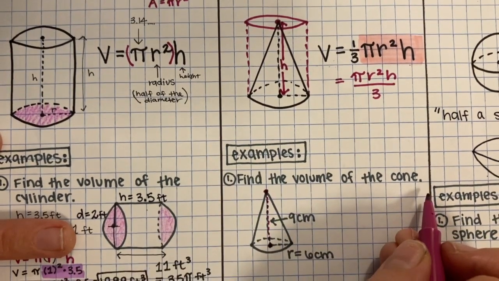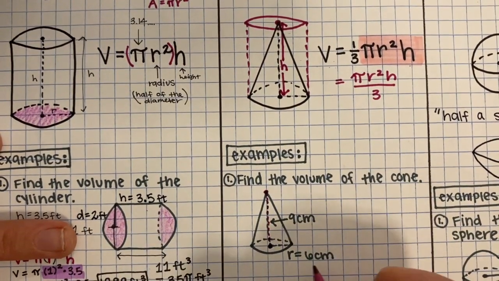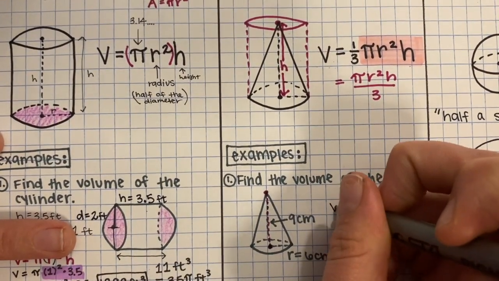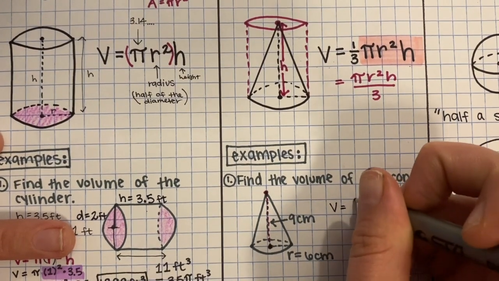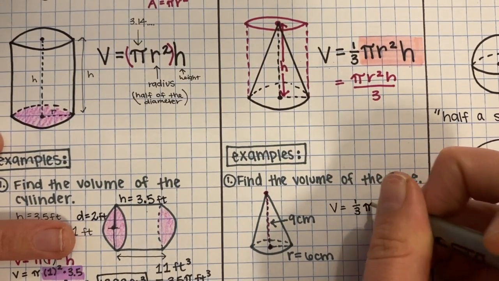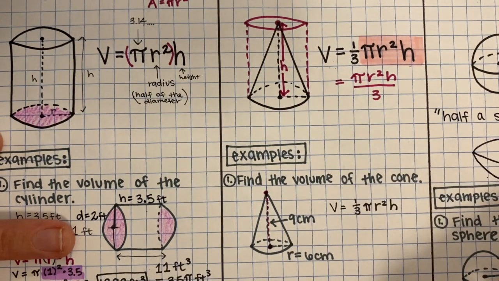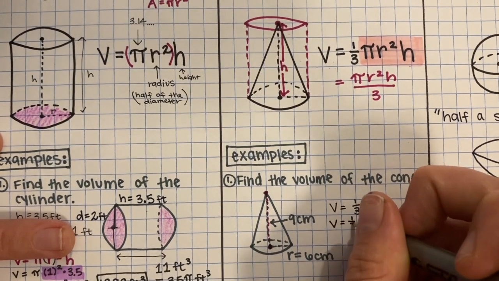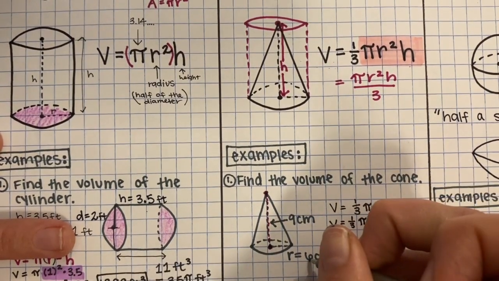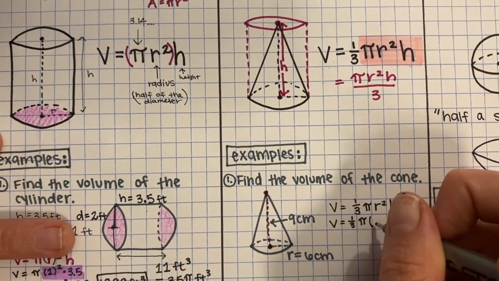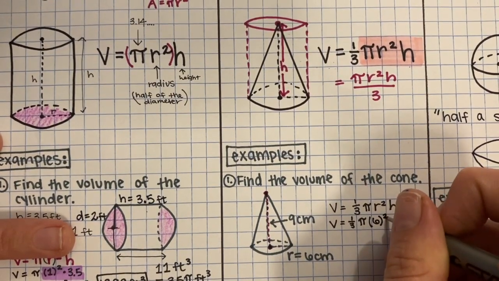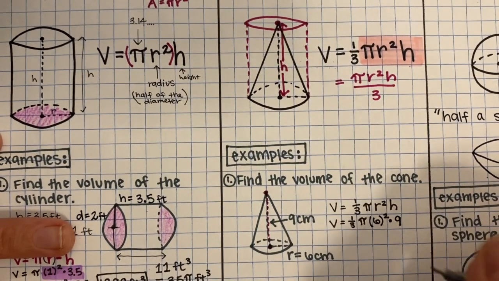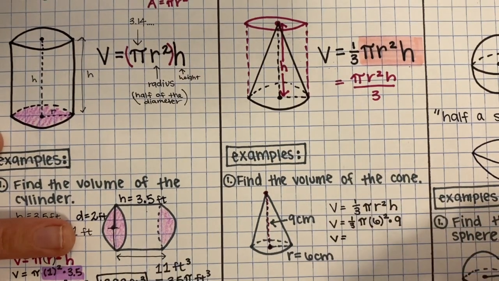So if I'm finding the volume of a cone and I am given the height and the radius, I'm given everything I need in my formula: V equals 1/3 pi r squared times height. I know that my radius is 6, so I'm replacing r with 6. And my height is 9. And then I'm going to solve.